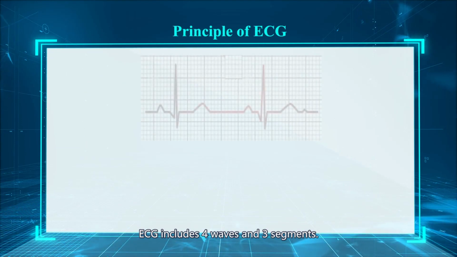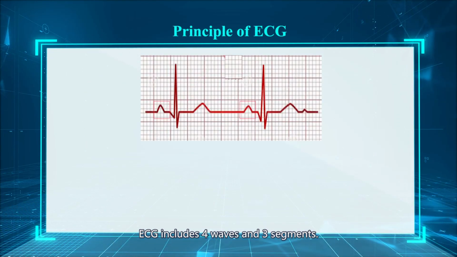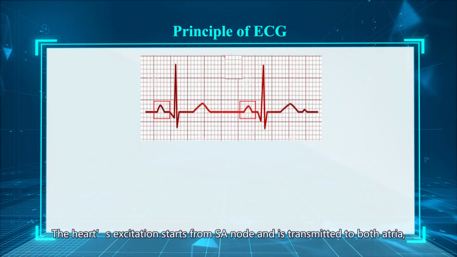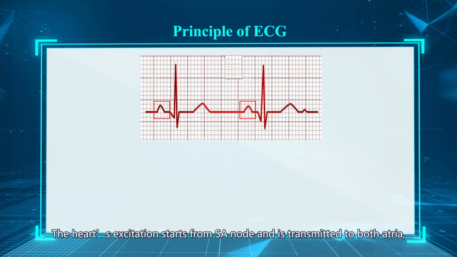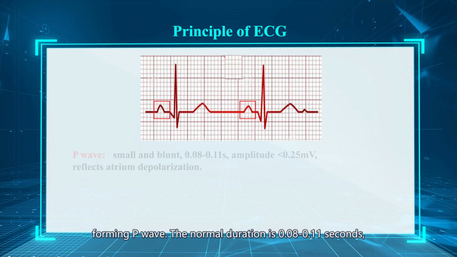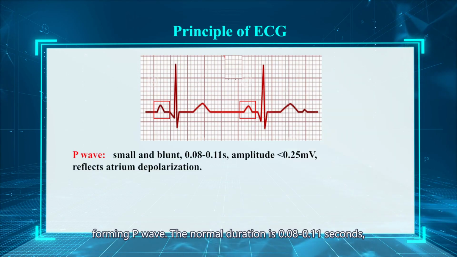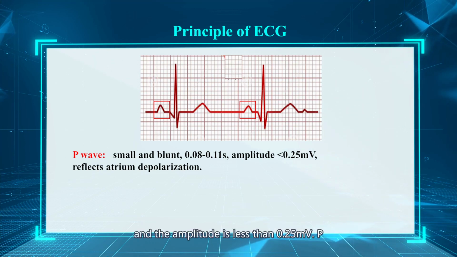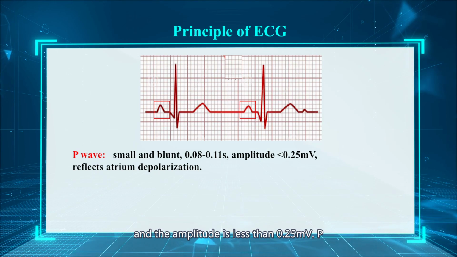ECG includes 4 waves and 3 segments. The heart excitation starts from the SA node and is transmitted to both atria, forming the P wave. The normal duration is 0.08 to 0.11 seconds, and the amplitude is less than 0.25 millivolts.